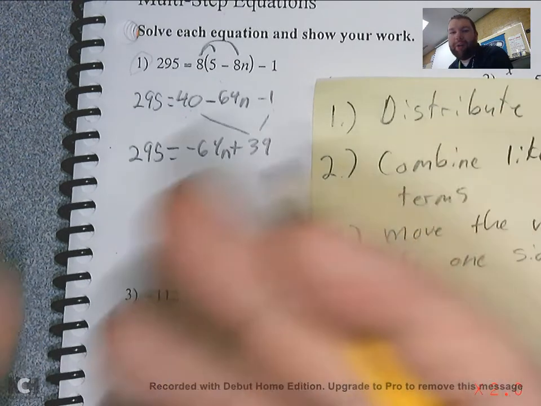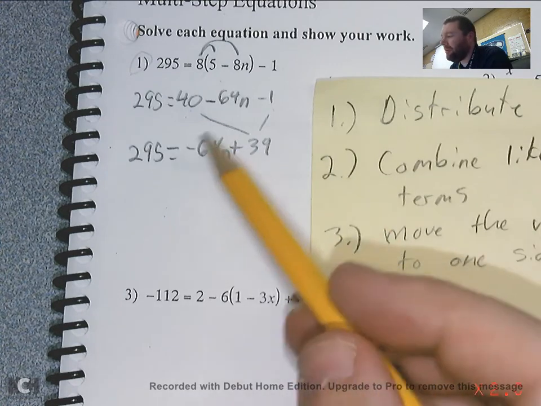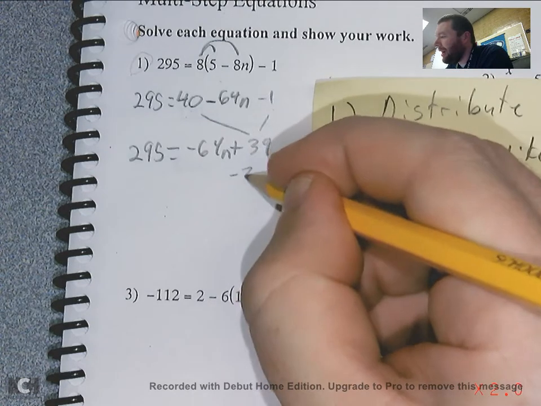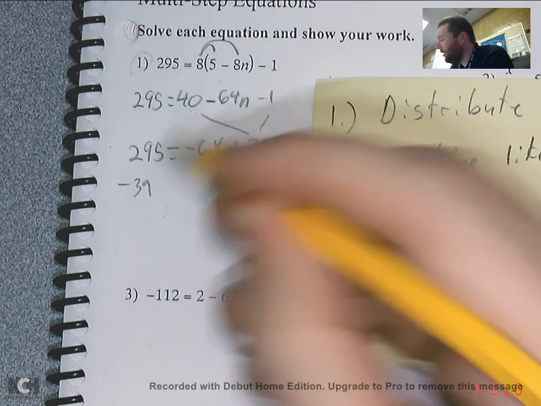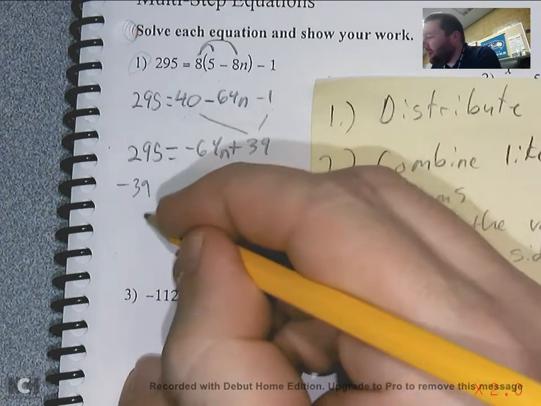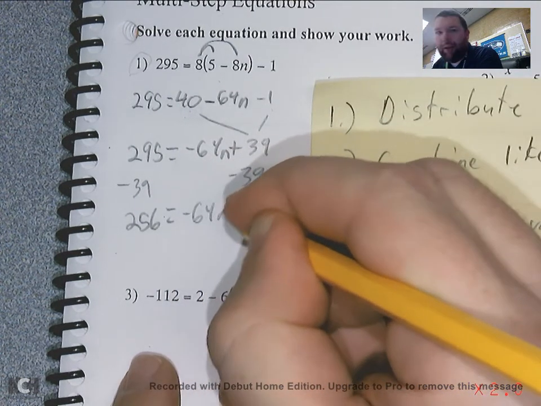Then it's just a party problem. There's only one variable, so you don't even worry about moving the variable. It's just a two-step equation. We've got a best friend and an acquaintance. So the acquaintance would leave first, so we'd have to subtract 39 from each side. So 295 minus 39. I just dropped my calculator. 295 minus 39 is 256. So you'd get 256 is equal to negative 64n.